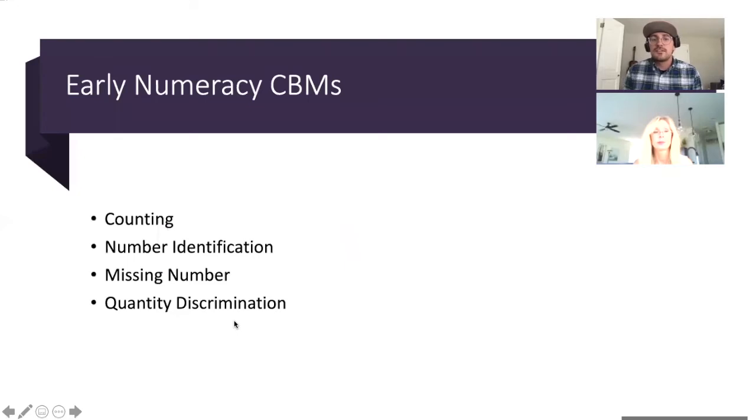So the types of early CBMs, we're going to talk about 4 today. We have counting CBMs, and there's actually 2 types of counting. There's just oral rote counting, and then there's touch counting. We'll then talk about number identification, missing number, and quantity discrimination. There are additional math assessments and types of data collection we can get, but these are the big 4 that are most often used in schools.